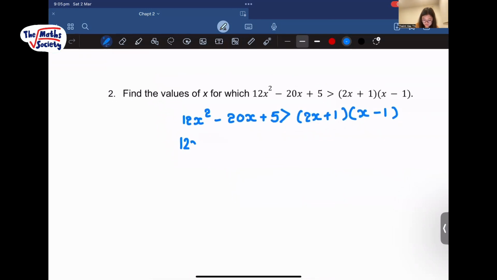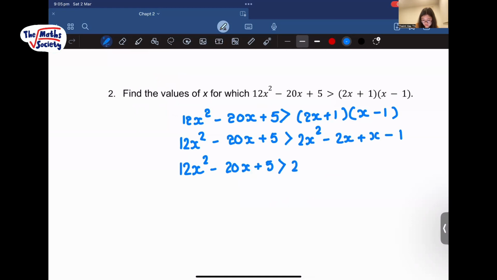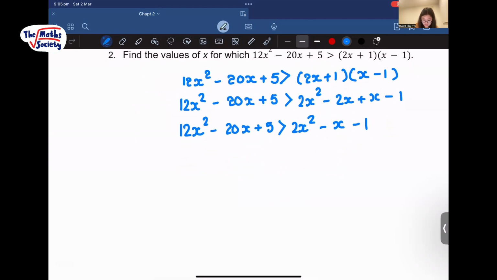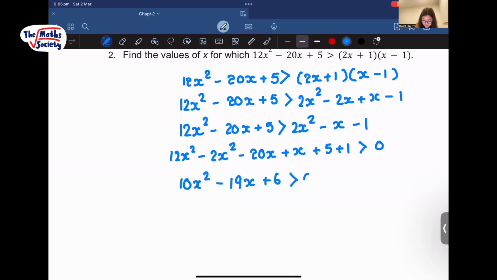And then it'll be 12x squared minus 20x plus 5 is greater than, we'll multiply it, will be 2x squared minus 2x plus x minus 1. So it'll be 12x squared minus 20x plus 5 greater than 2x squared minus x minus 1. And then we'll move it to one side, which will be 12x squared minus 2x squared minus 20x plus x plus 5 plus 1, which is greater than 0. So it'll be 10x squared minus 19x plus 6, which is greater than 0.